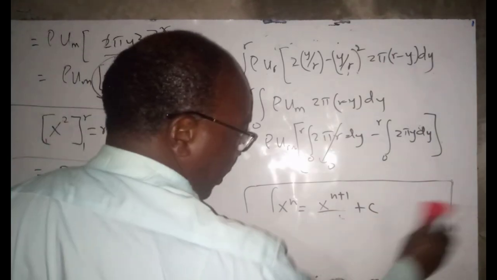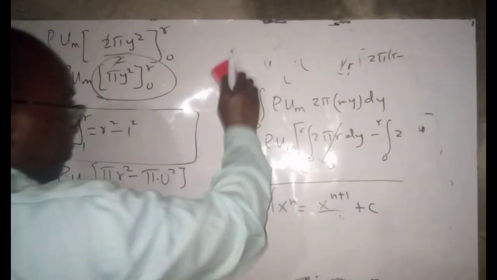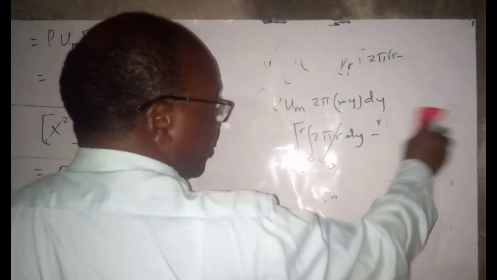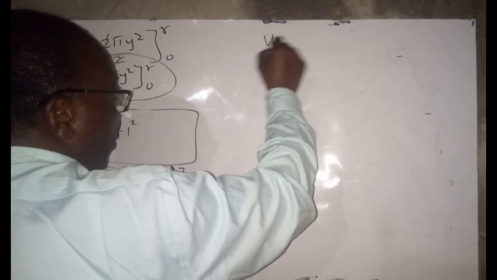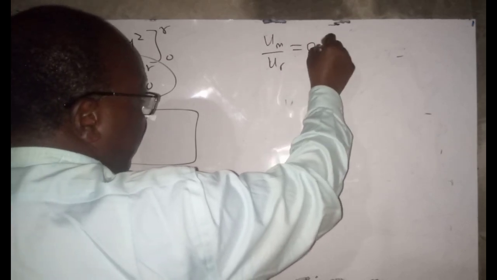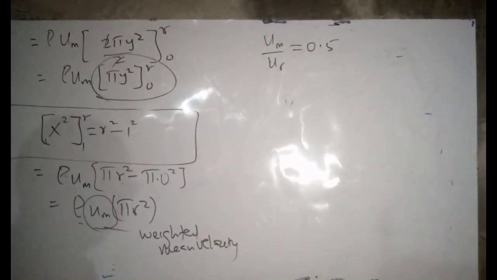And of course, if you took those two ratios, take the ratios of the velocity along the axis to this weighted velocity. Remember, that is the weighted mean velocity. Take the ratio of the two, and you will find that UR is simply half. It's simply half.